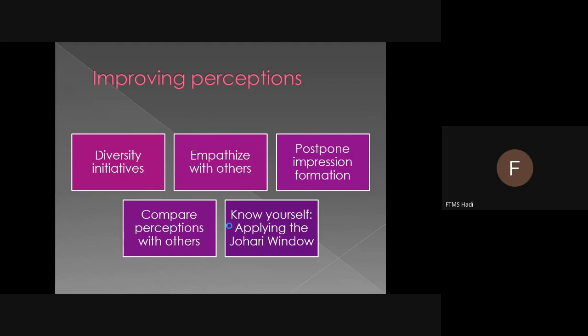Okay, so how to improve perception? That means how do you want to make the perception correct? You have diversity initiatives. That means you come up with several alternatives like selective attention. Empathize with others, so you need to ensure that the perception you made is not hurting people's feelings. Postpone impression formation. Do not judge too early. And then compare perception with others, and knowing yourself, applying the Johari window.